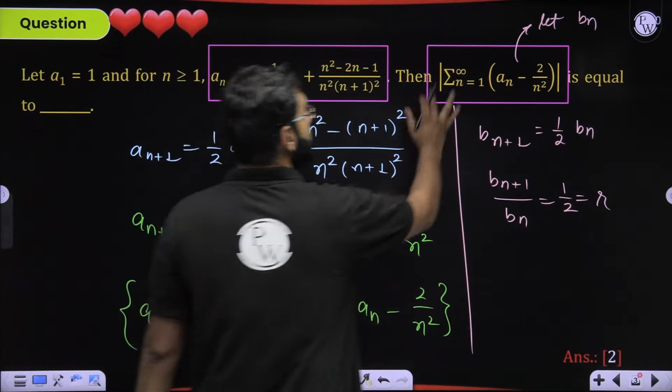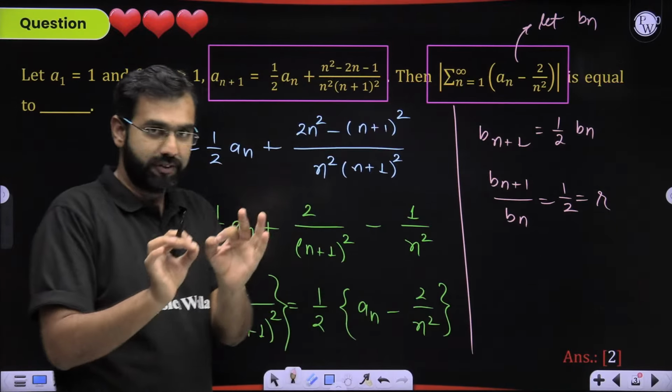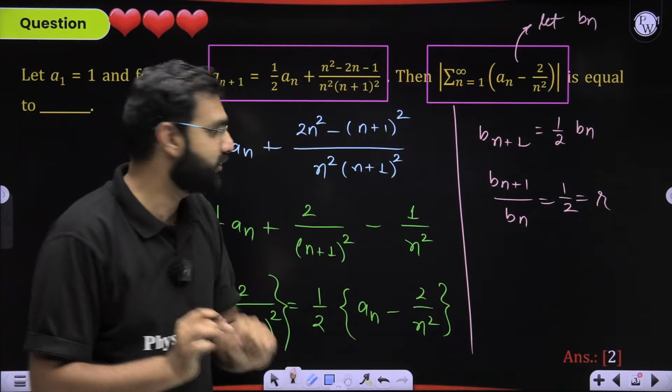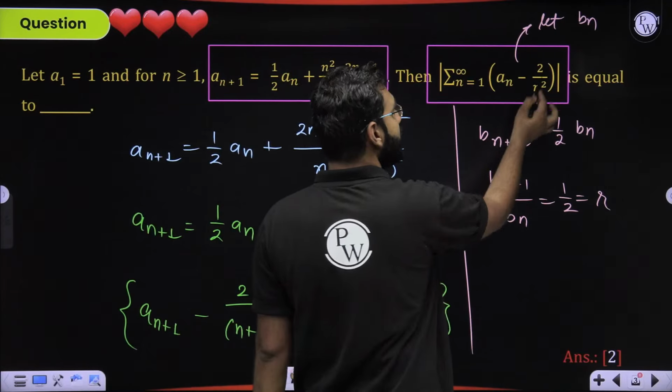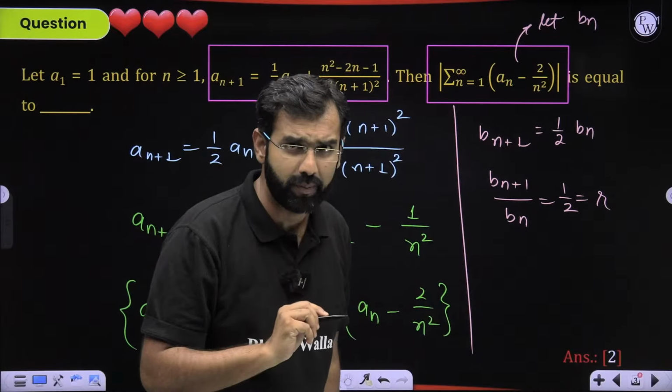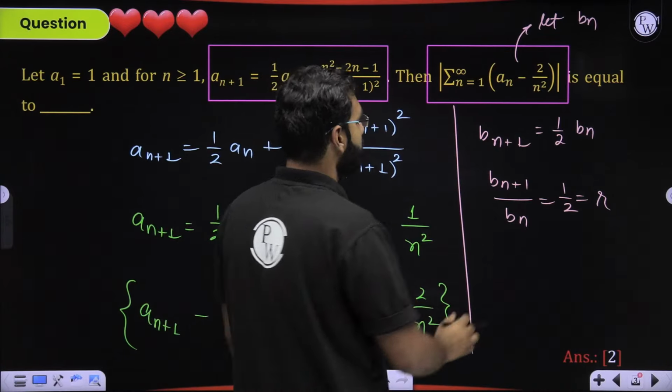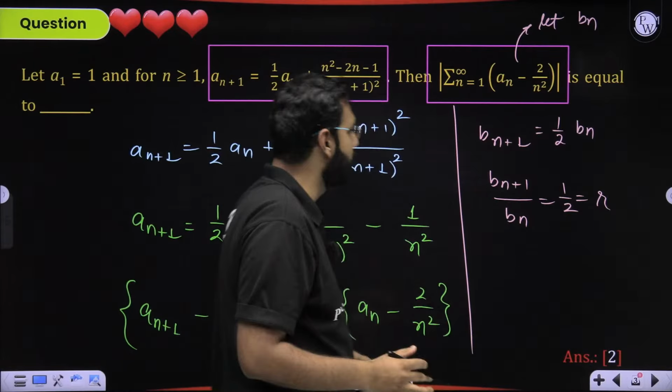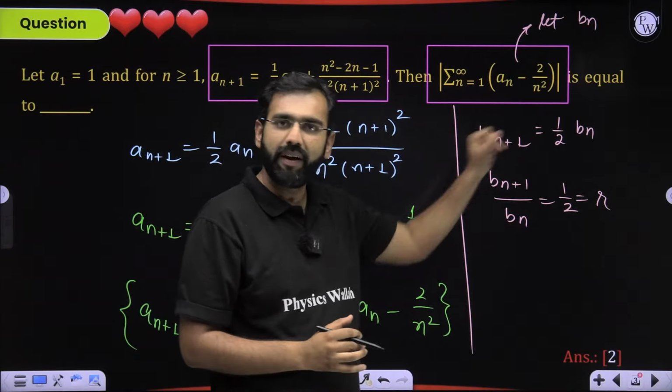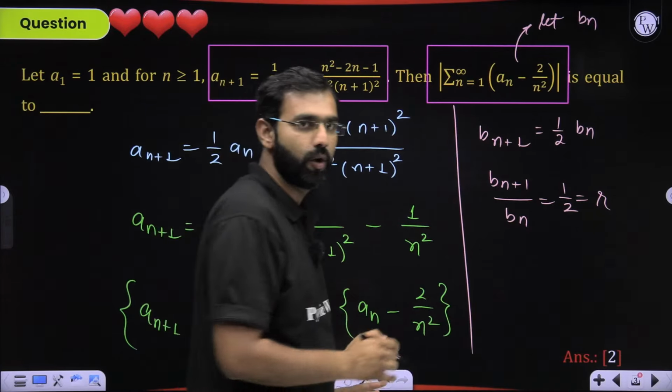So this summation will be given by first term. First term will be what? a1 minus 2 by 1, because n should be replaced by 1 for the first term. So first term will be b1. What is b1? b1 will be a1 minus 2 by 1, which is a1 minus 2. I hope you're understanding it.